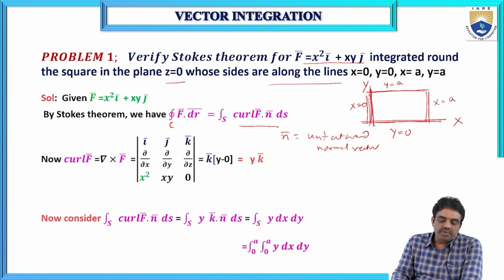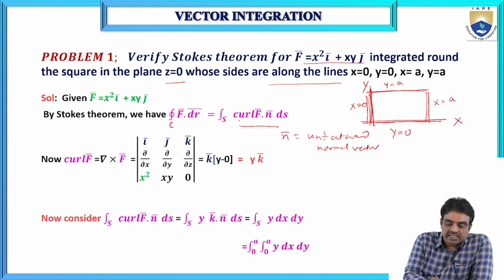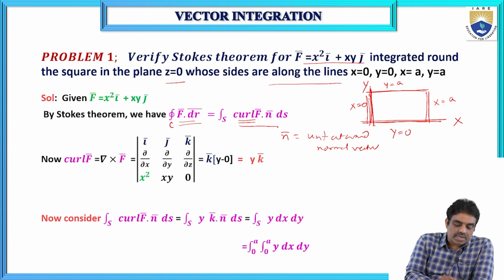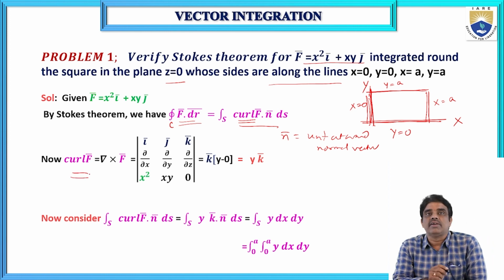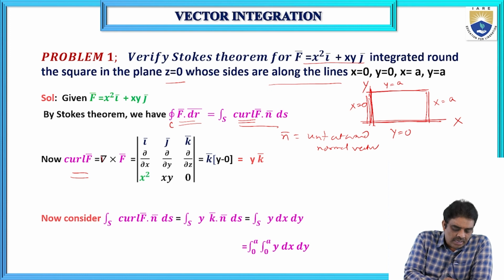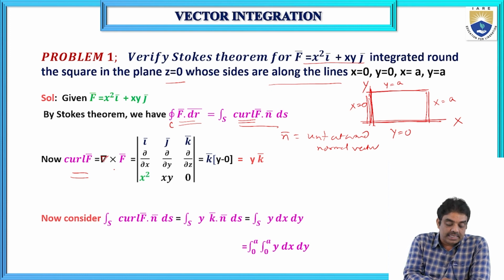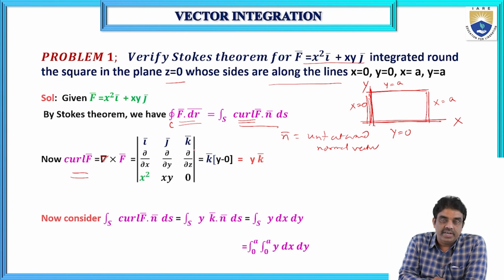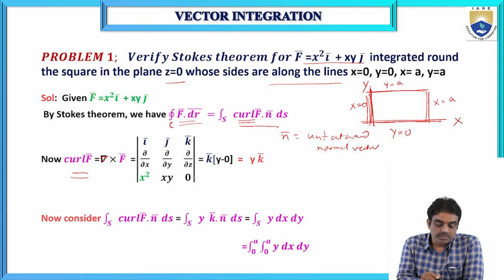To verify this theorem, we need certain terms, that is curl f bar, and then f bar dot dr bar. So before that, I want to calculate curl f bar. What is curl f bar? Del cross f bar. Del is a vector point function. And del cross f bar can be calculated by considering the determinant with rows i bar, j bar, k bar; dou by dou x, dou by dou y, dou by dou z; and x square, xy, and the last term 0.